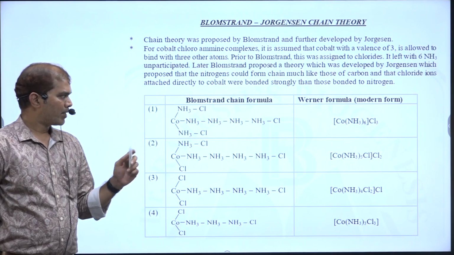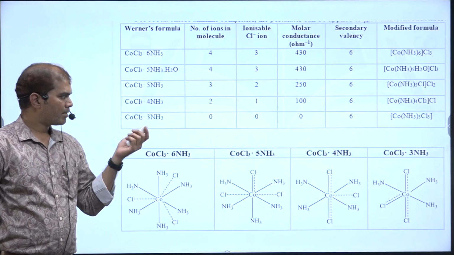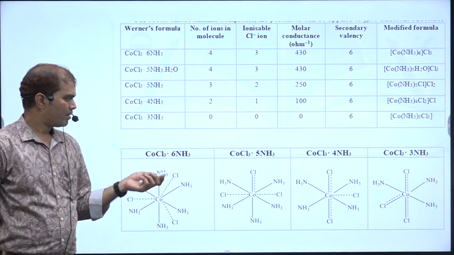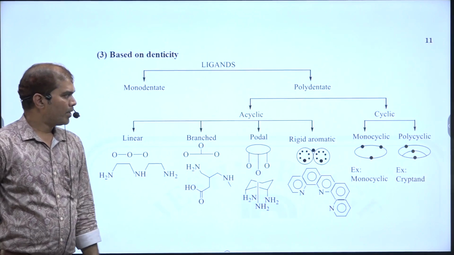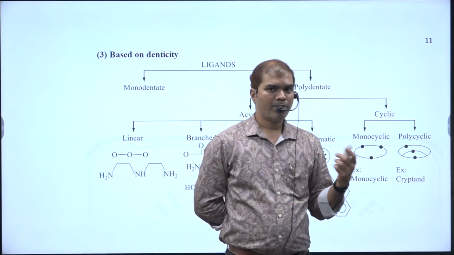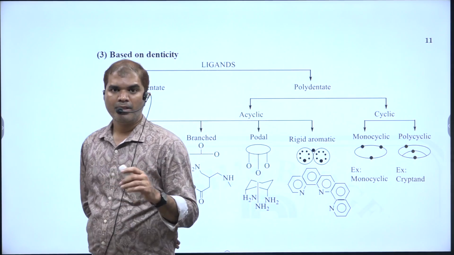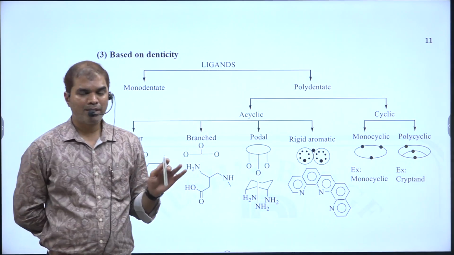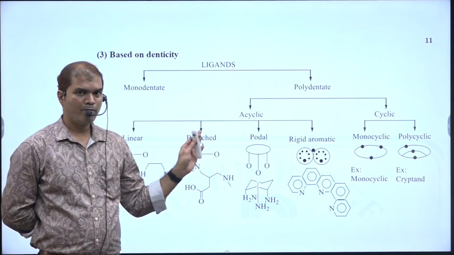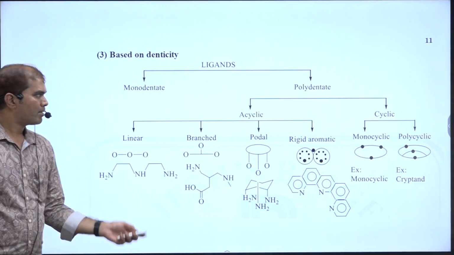Blomstrand-Jorgensen chain theory, different examples. Later on, Werner's theory, the classical example of cobaltamine chloro complexes. Now here for the classification of ligands, generally we discuss only one or two classifications of ligands, based on strength or based on bonding aspects. But here I have discussed at least 5 to 6 different types of ligand classifications. This is just one of them. Very rarely will you find this type of classification. I have included all these things.